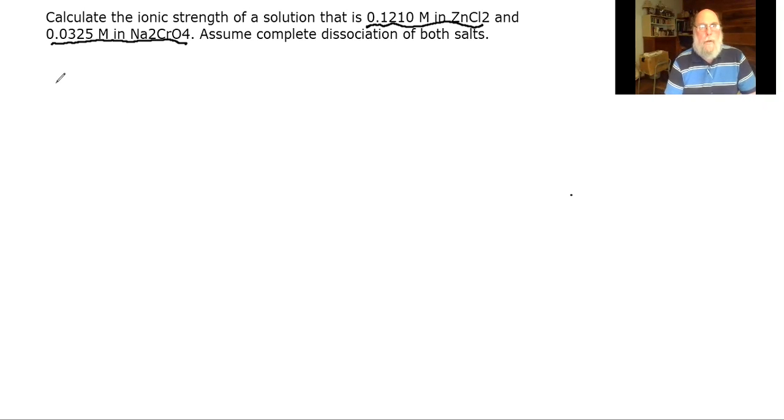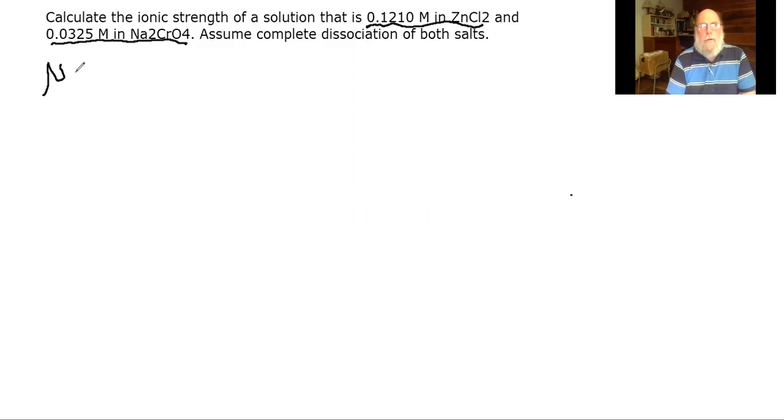Well, hello. We're going to work on Chapter 8, the section on activity today. And the very first step in doing activity coefficients and calculations involving the use of activity is calculating the ionic strength. And so that goes by the symbol mu for ionic strength.